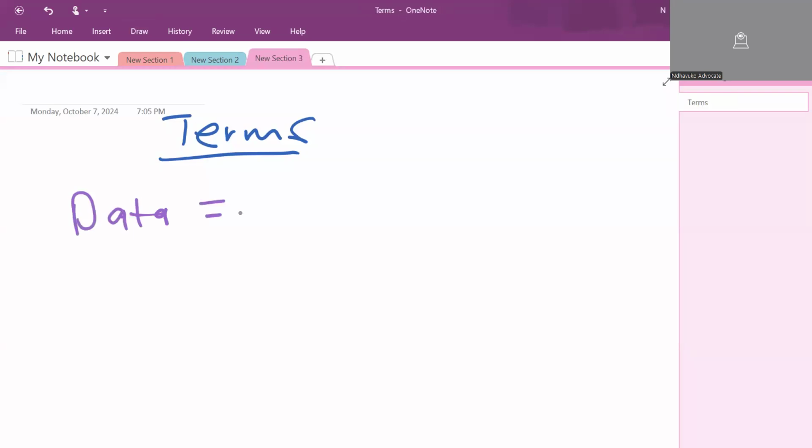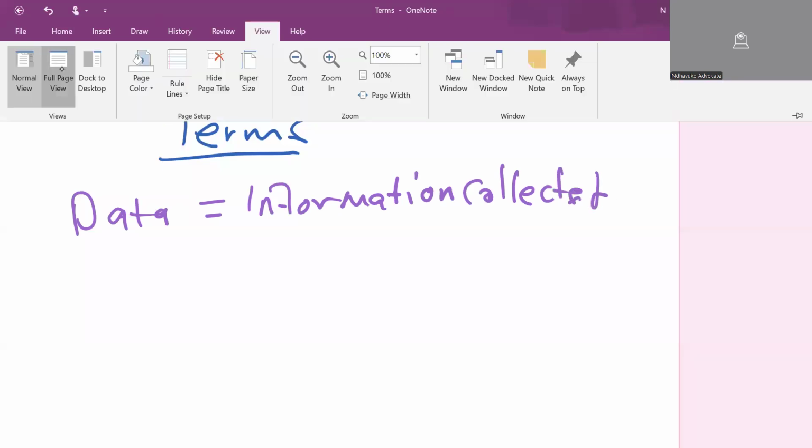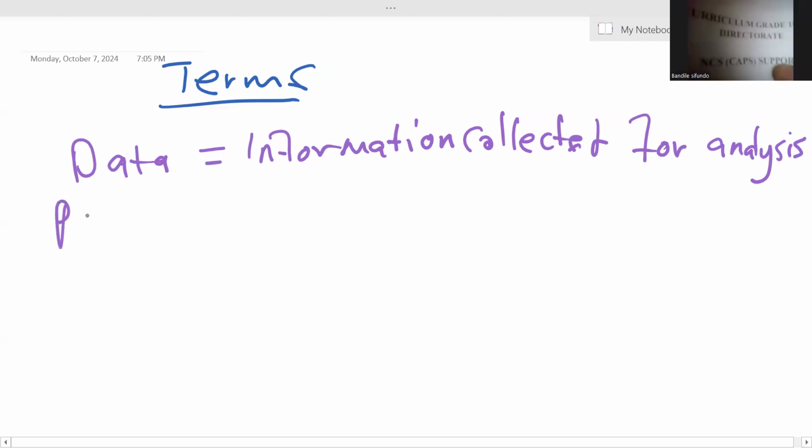Data is information collected for analysis. Information collected for analysis. And the second one is population.